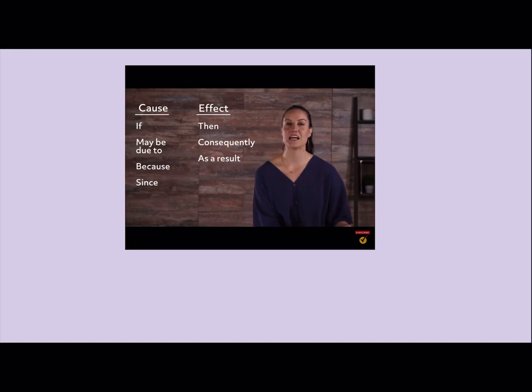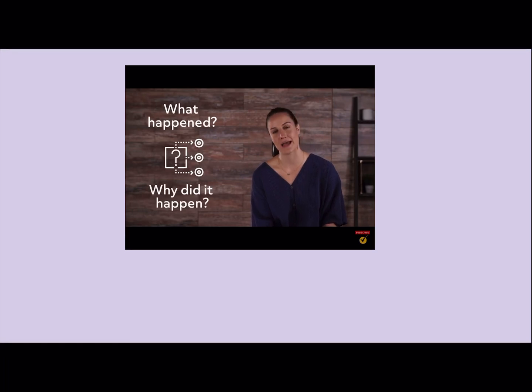Here's a list of other keywords to be aware of when identifying causes and effects in stories. Cause. If, maybe due to, because, and since. Effect. Then, consequently, as a result, for this reason, and so. When identifying cause and effect in the stories you're reading, just remember to slow down, examine the sentence, and look for key words. That's not to say that there will always be keywords to give it away. However, you can still find the cause and effect by asking what happened and why it happened.